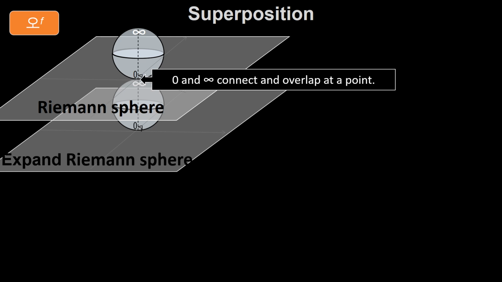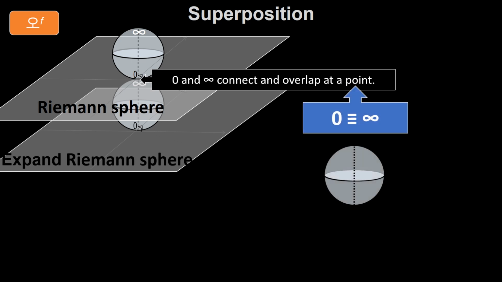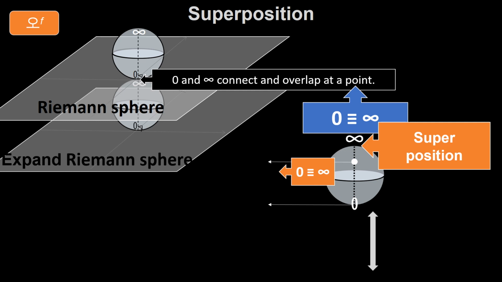Zero and infinity connect and overlap at a point. 0 is congruent to infinity. Superposition.